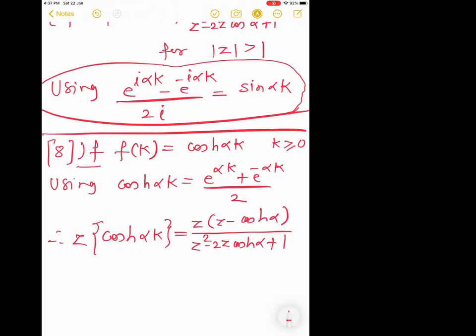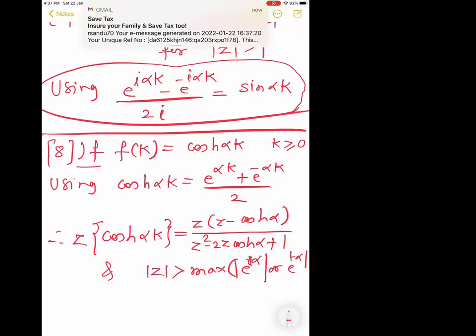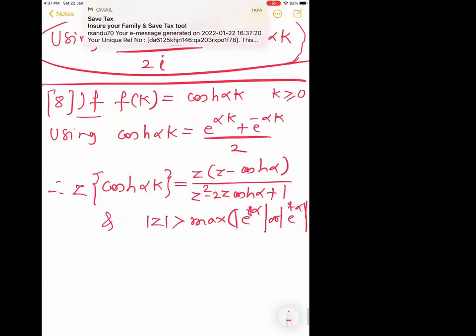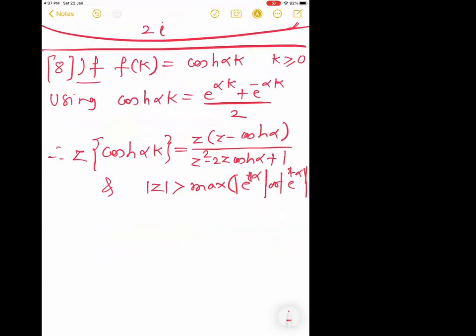Okay, and here the region of convergence is given as mod z greater than maximum of e raised to mod alpha or e raised to minus mod alpha. With e raised to alpha in the modulus sign and e raised to minus alpha in the modulus sign. So maximum of that means what? Because here it is not a complex number. So e raised to alpha means exponential term. It is increasing. So which of the two is maximum? That is your answer for modulus of z greater than. Okay, so that is to be considered.